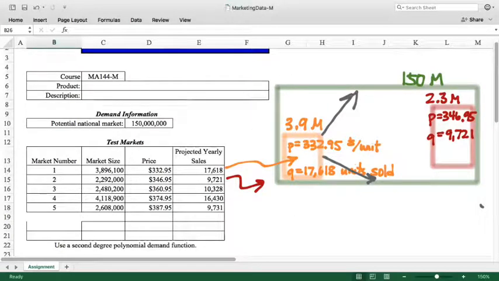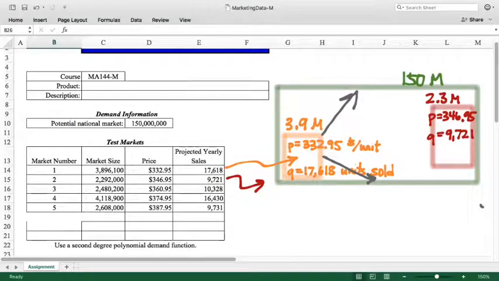This is exactly the same arithmetic as you do when you scale up a cookie recipe from feeding 5 people to feeding 15 people. What do you have to do to the size of the ingredients if we go from 5 people to 15 people? Multiply them by 3. Same kind of reasoning happens here. We want to know not just what these 3.9 million people are going to do if we try to charge them $332.